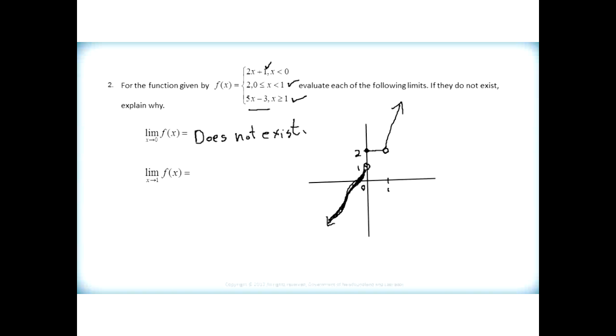Alrighty. And for the last one, the limit as x approaches 1, well, coming from the left for that function, so coming this way, we're headed toward a y-coordinate of 2. And if we approach from the right on that graph, so coming from this side down here, we're going to get a y-coordinate of positive 2. So the limit as x approaches 1 of f of x here is actually going to be equal to 2.